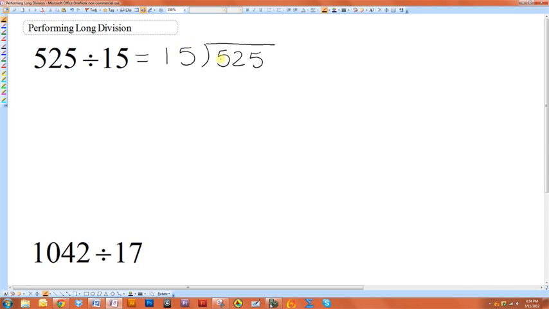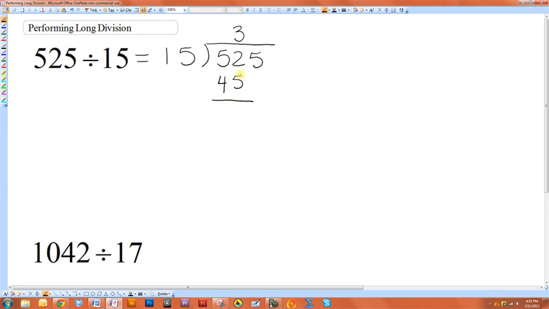Well, 15 won't go into 5. 15 is much bigger than 5. So we're going to have to go to the second digit. So 15 will go into 52 3 times. Because I had to go out to the 2, I'm going to put the 3 above the 2. The reason 15 will go into 52 3 times is because 15 times 3 is 45.